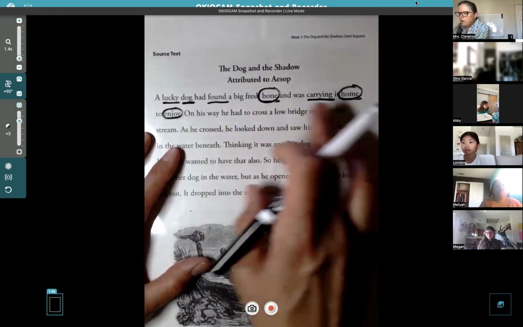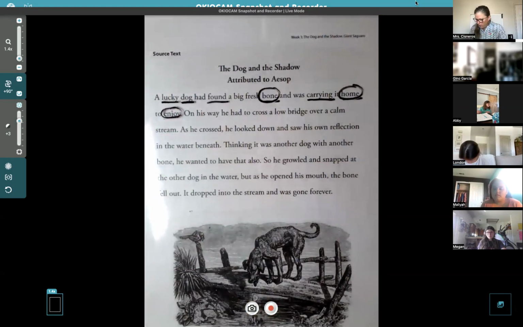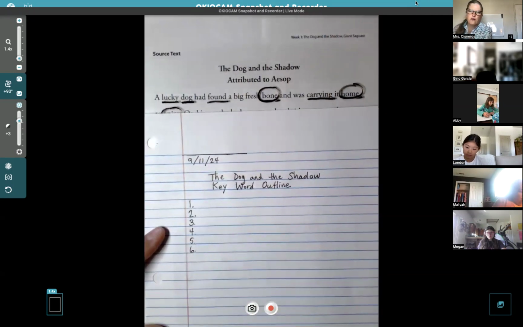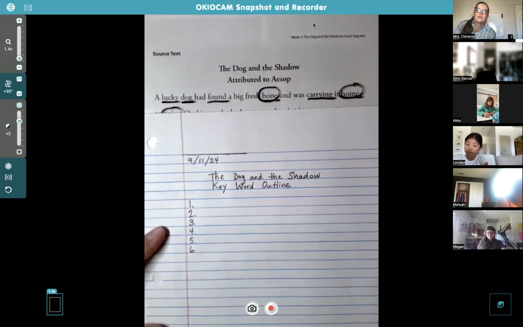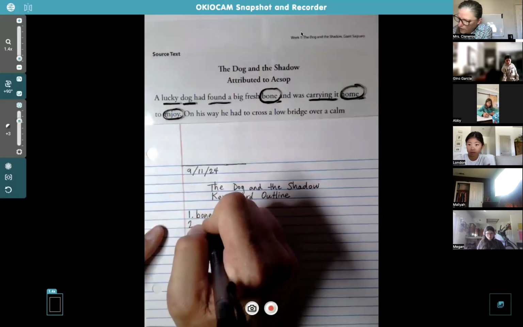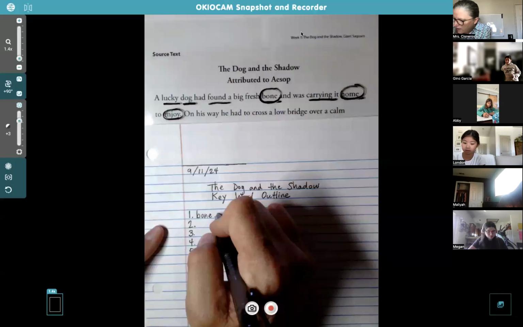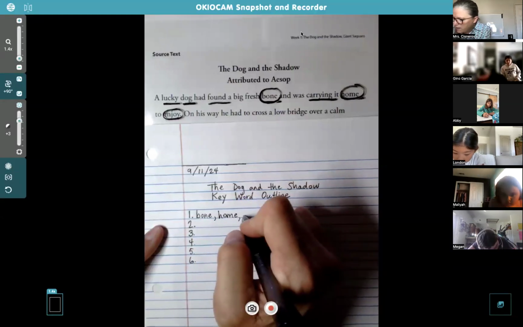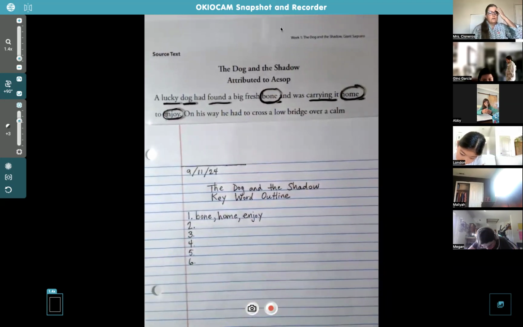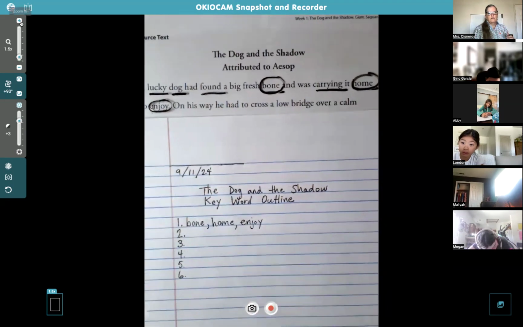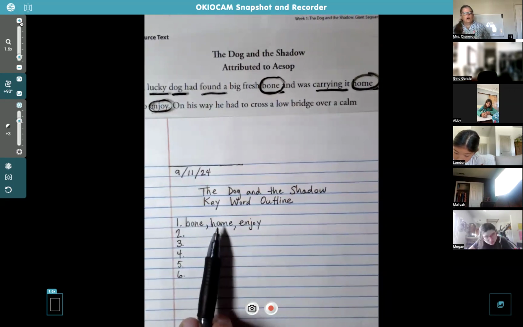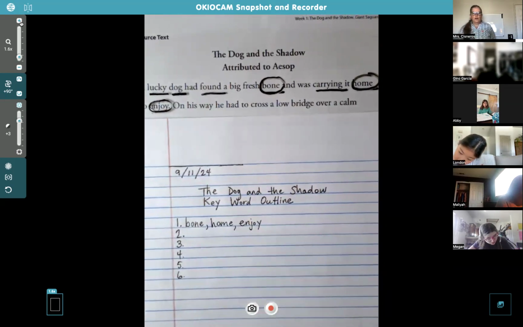Bone, home, enjoy. So now I want you to copy those words next to number 1. This is for the first sentence. So copy the words bone, and then I want you to put a comma between these words. And then home, comma, enjoy. You're copying the words that you circled next to number 1. Bone, comma, home, comma, enjoy.